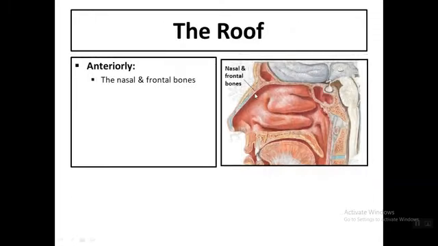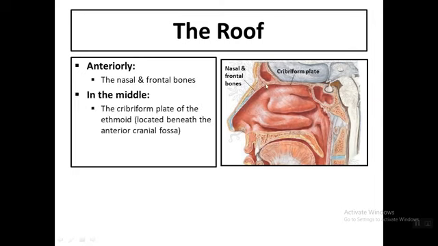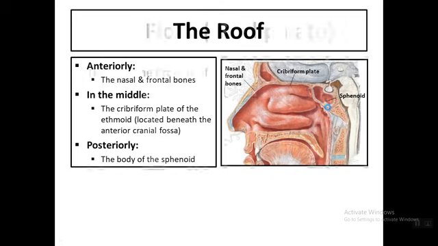First, the roof: anteriorly, it is formed by the nasal bone and the frontal bone. In the middle, the roof is formed by the cribriform plate of ethmoid, located beneath the anterior cranial fossa, and posteriorly it is formed by the downsloping body of the sphenoid bone. So this is the roof of the nasal cavity, formed anteriorly by the nasal and frontal bones, in the middle by the cribriform plate of ethmoid, and posteriorly by the downsloping body of the sphenoid bone.